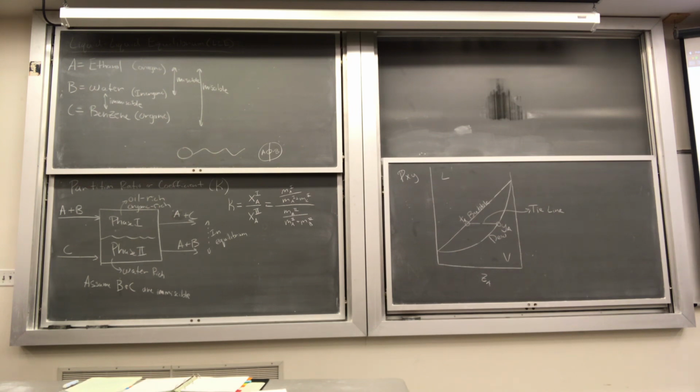Same thing applies with the lever rule, right? So if I'm at this point here, I'm going to separate into phase 1 and phase 2. Is there going to be more of phase 1 or more of phase 2 in the system? More of phase 1. It's a tug of war. It's winning the tug of war. Right, but the compositions don't change.